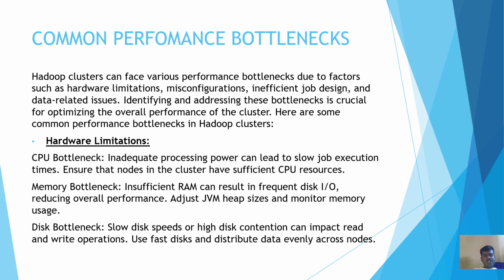Common performance bottlenecks. Hardware limitations. CPU bottleneck: inadequate processing power can lead to slow job execution times. Ensure that the nodes in the cluster have sufficient CPU resources. Memory bottleneck: insufficient RAM can result in frequent disk input output, reducing overall performance. Adjust JVM sizes and monitor memory usage. Disk bottleneck: slow disk speed or high disk contention can impact read and write operations. Use fast disks and distribute them evenly across nodes.